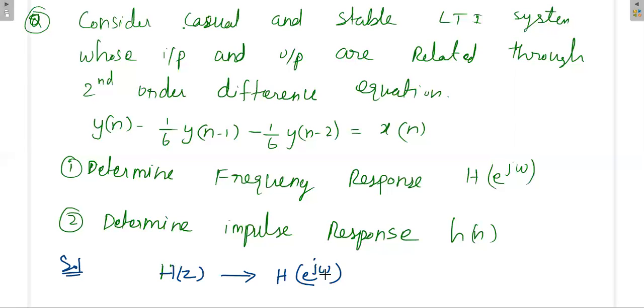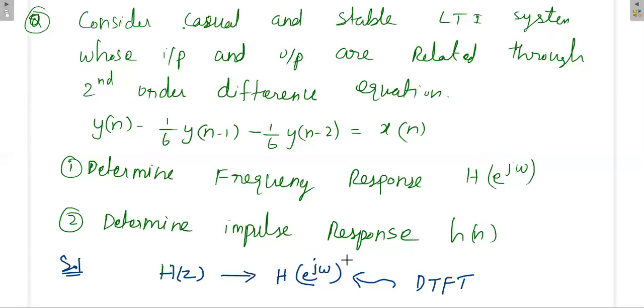That means the entire problem we can operate in the z domain, and then finally we can substitute z equal to e power j omega, so that we can identify H of e power j omega. Or otherwise, you can directly find H of e power j omega with the DTFT, the discrete time Fourier transform. But what is the condition? If you want to apply the DTFT directly, the system has to be stable. They mentioned here that the given system is causal and stable. So either you can operate with DTFT or with Z transform.